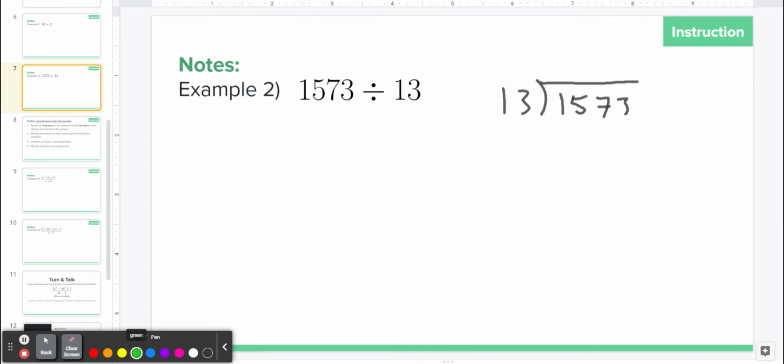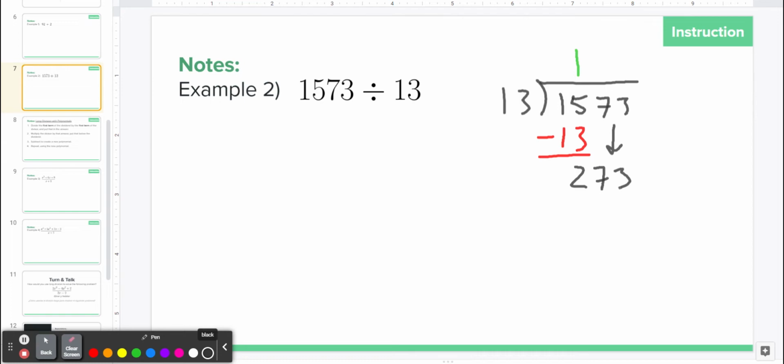So let's slide over. How many times does 13 go into 15? Well, it only goes into it 1 time. So let's put that number up top, 1. And if we put 13 times 1 and subtract that from 15, what we were targeting, we'll be left with 2. We still have the 7 and 3 at the end, so let's pull them down, 273.